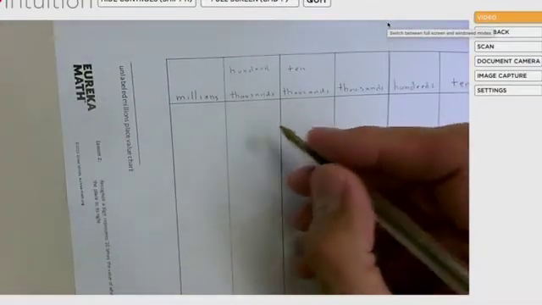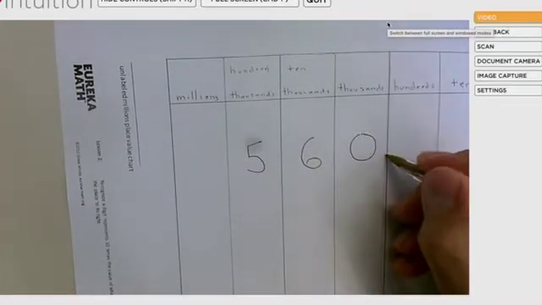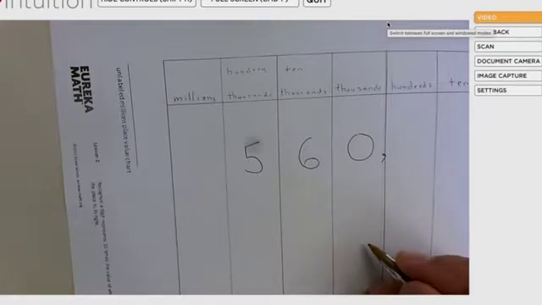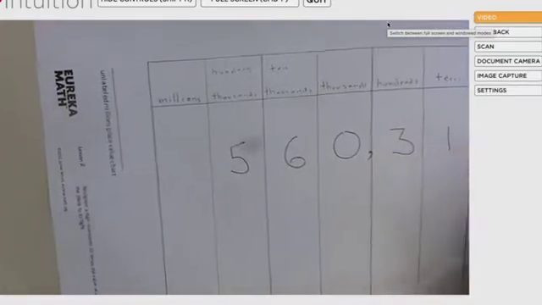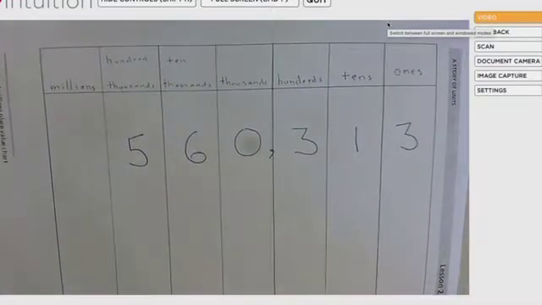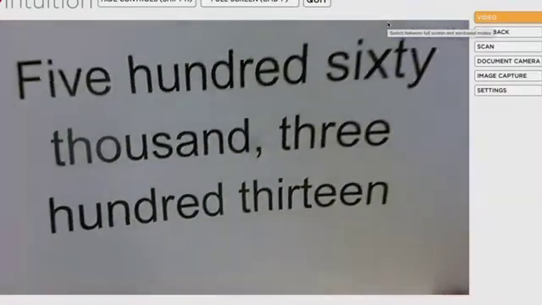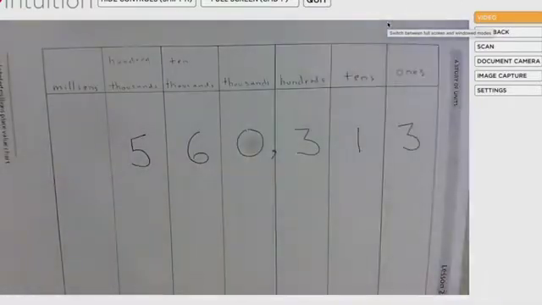Okay, so the number was 560,000, so I'm going to put a 5 in the 100,000 place. 560,000, here's where my comma goes, 313. Now, I want to be clear about this. If you do not have this number, change it. Even if it means getting a new piece of paper, pause it, change it. This is 560,313. That's what this is.